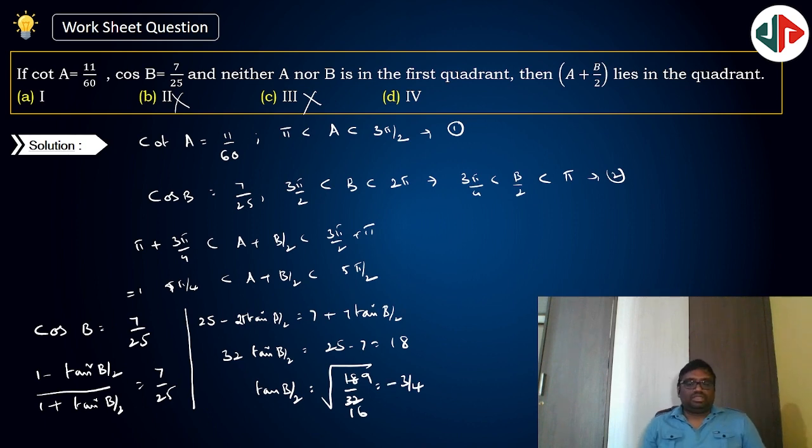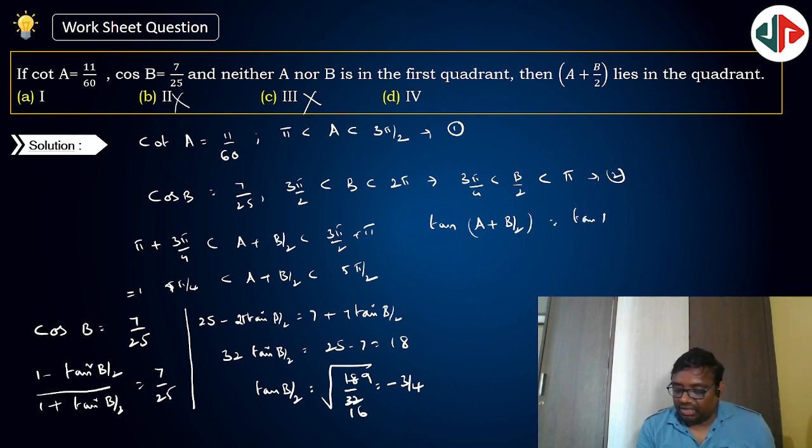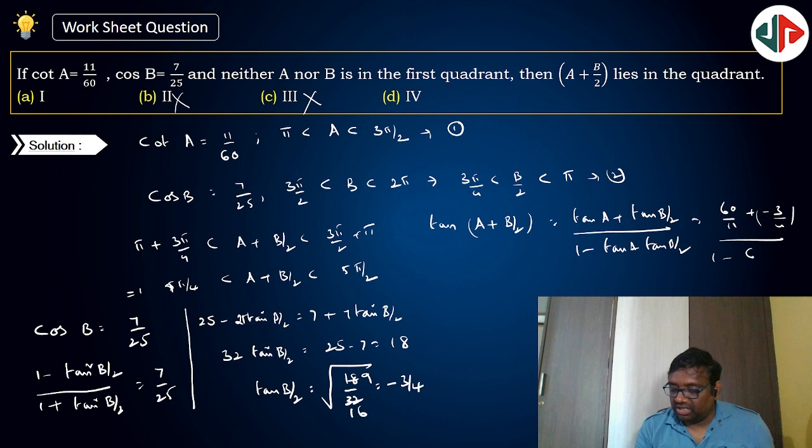Now my question is not this, it is a plus b by 2. If I consider tan of a plus b by 2, what is the condition here? Tan a plus tan of b by 2 by 1 minus tan a into tan of b by 2. So tan a value is given, 60 by 11. Tan b by 2 value we got, minus 3 by 4, by 1 minus tan a into tan b. So this value is always positive.